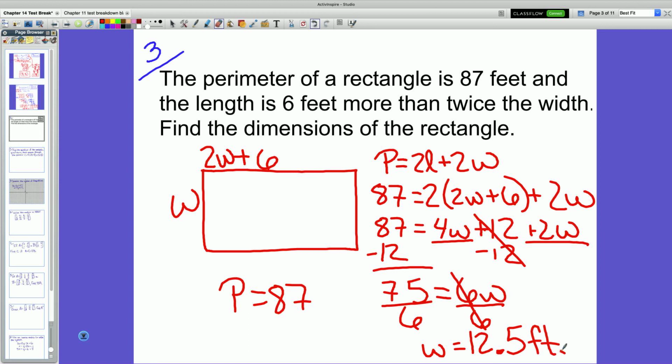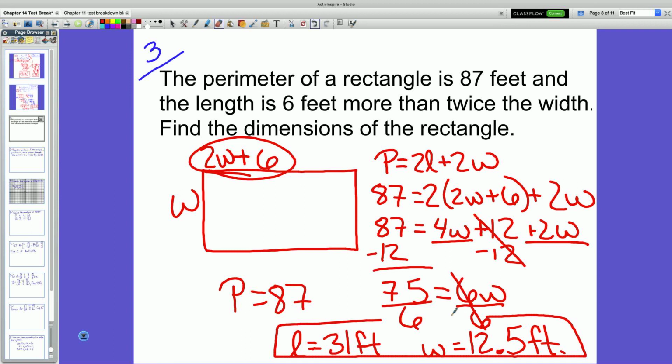That'd be W, and then your length would be equal to twice, right? 2 times that, right here, plus 6. So 2 times 12.5 would be 25. Plus 6 would be 31. So there are my answers, length and width.